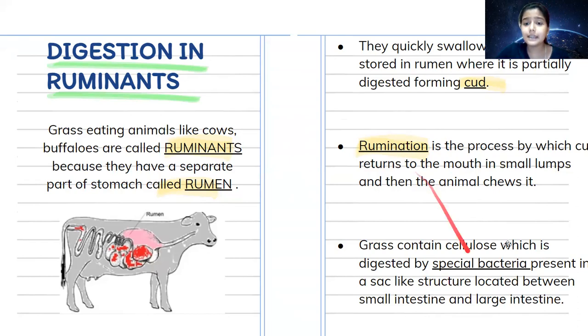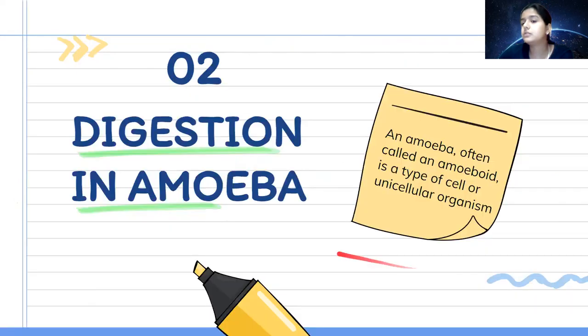Grass contains cellulose, which is digested by a special bacteria present in a sac-like structure located between their small intestine and the large intestine. Please tell me, what is the name of that special structure? Cecum, exactly. So the special bacteria is present in the cecum of ruminants. So this was about digestion in ruminants.